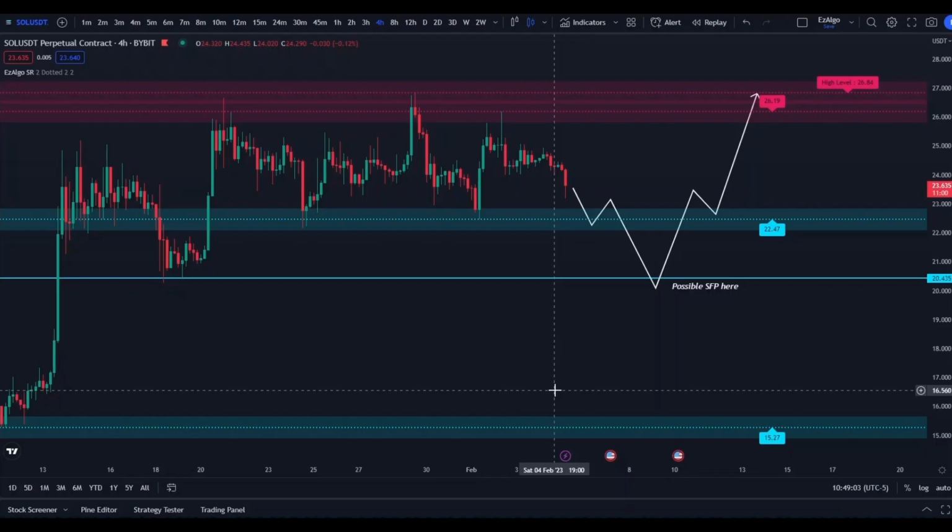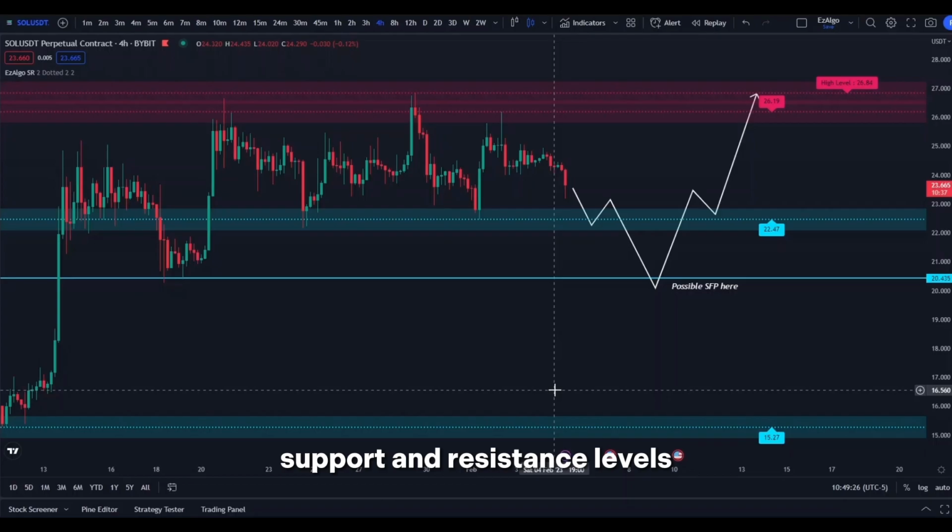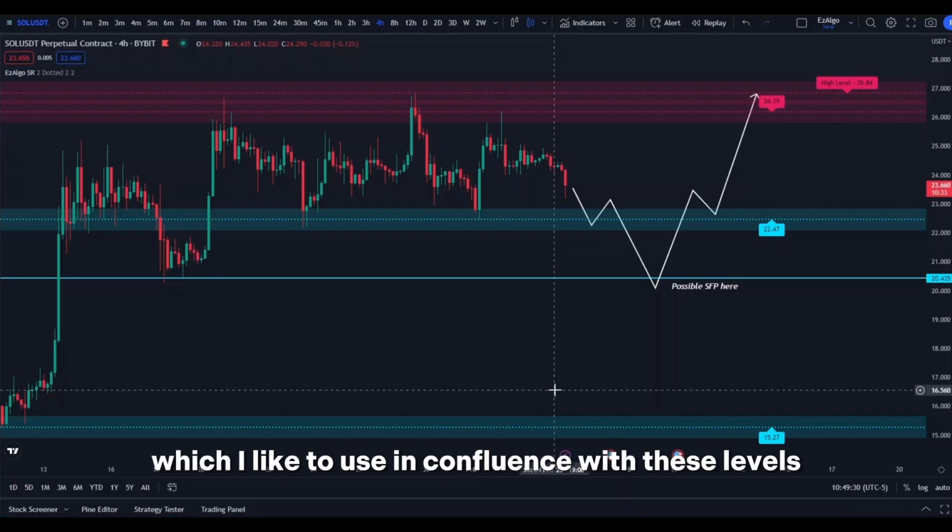I'm solely going to be using the EzAlgo SR indicator. So this is going to be a strictly price action strategy. Trading is all about price action. In this case, we're not going to be using any buy or sell signals or any other confluences besides the EzAlgo support and resistance levels, and also key Fibonacci levels, which I like to use in confluence with these levels.